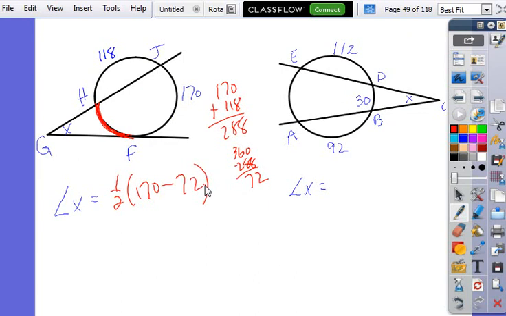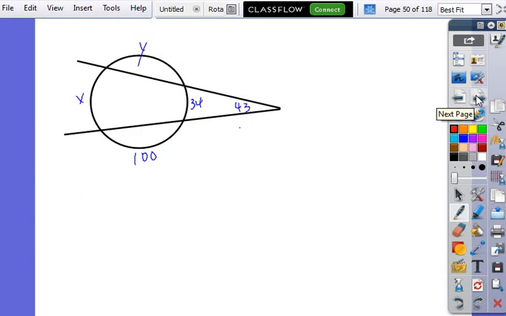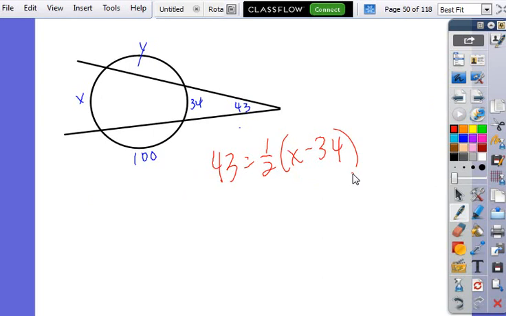Same process over here. I'm going to do half of the big one, which I would have to figure out what that one is, doing 92 plus 30 plus 112, and then say whatever that EA is minus the 30. It gives me the angle is half of the big minus the little. What did we say about solving those? What do I need to do first? Multiply both sides by 2, so that's going to be 86. The 2 cancels that. Add it across and you got your answer.